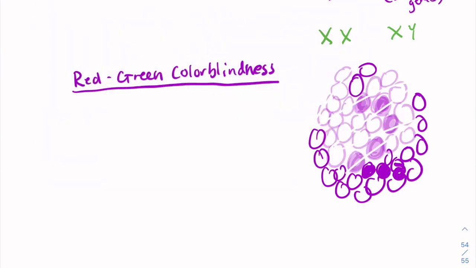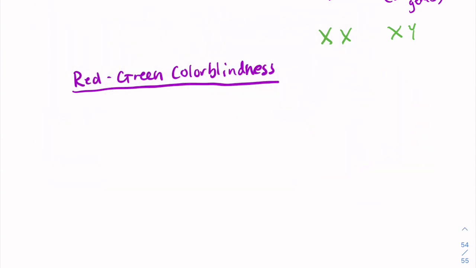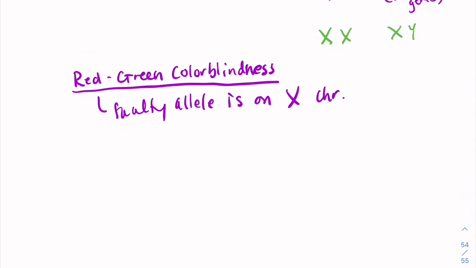Oops, let's erase all this. Anywho, red-green color blindness is caused by a faulty recessive allele that is on the X chromosome. So the faulty allele is on the X chromosome. I'm just abbreviating chromosome with CHR, and it is recessive. There we go.